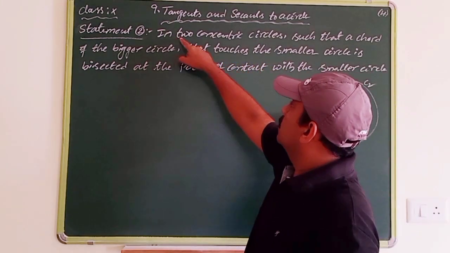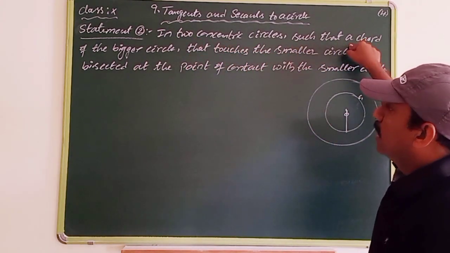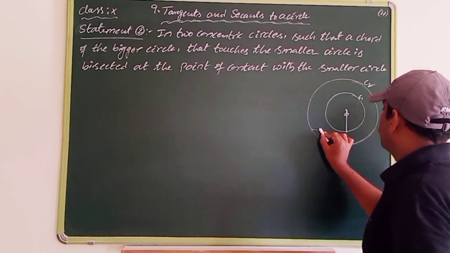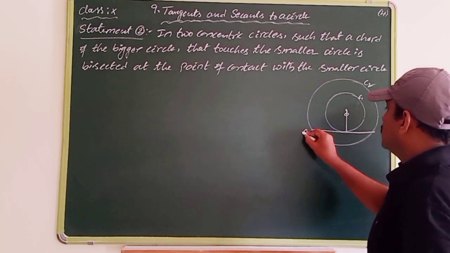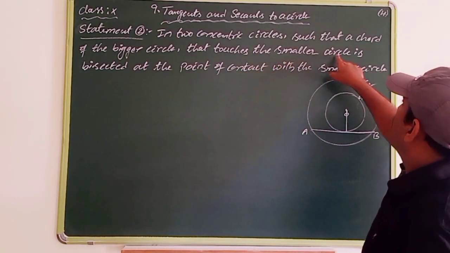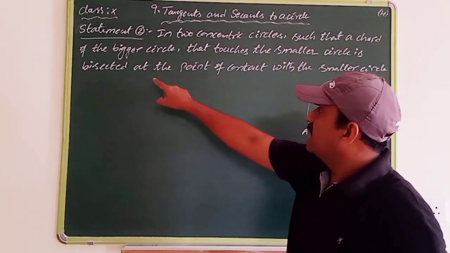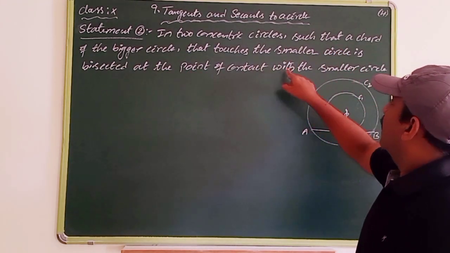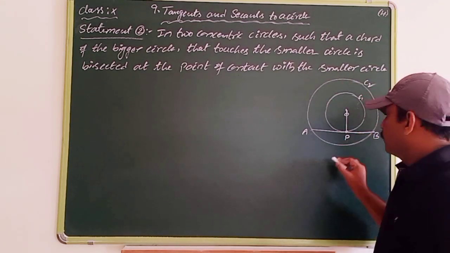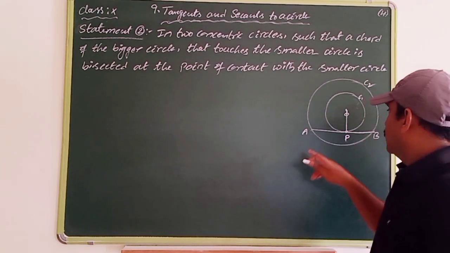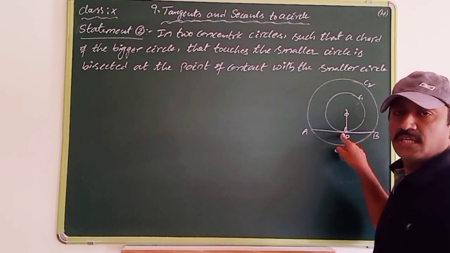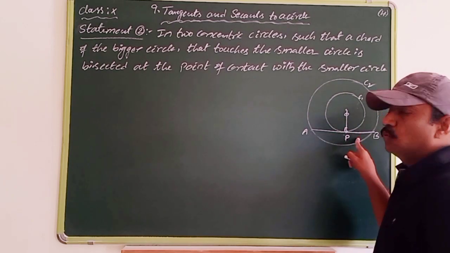Observe here the question: the two concentric circles such that a chord of the bigger circle that touches the smaller circle is bisected at the point of contact with the smaller circle. So bigger circle is this one. Here I am drawing a chord of the bigger circle. This is AB. This is the point of contact. I am taking this point as P. So what we have to prove here? This line, the radius of the smaller circle, should bisect it. We have to prove that one.